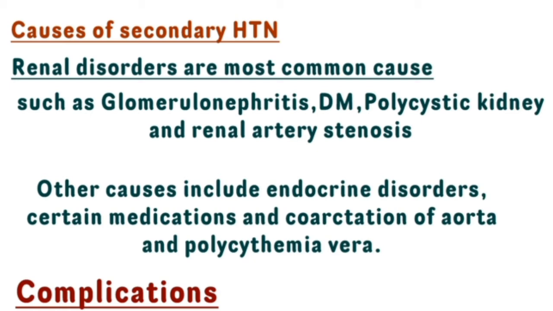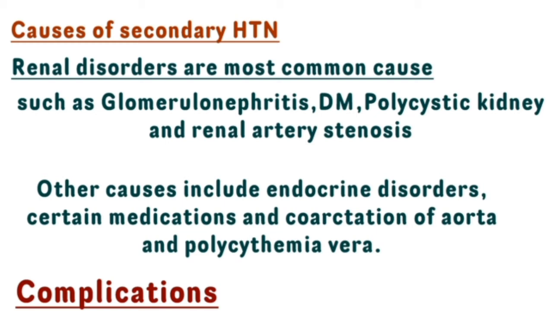Now, what are the causes of secondary hypertension? The main causes are renal disorders. They are the most common cause. Now, what are the main diseases, specifically of renal disorders? Which renal disorder specifically causes secondary hypertension? So basically glomerulonephritis, polycystic kidney, diabetes mellitus, renal artery stenosis, or polyarteritis nodosa. Now I have listed the most common ones here, but there are other renal disorders that contribute to secondary hypertension.